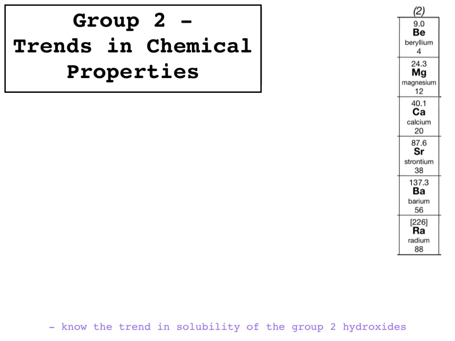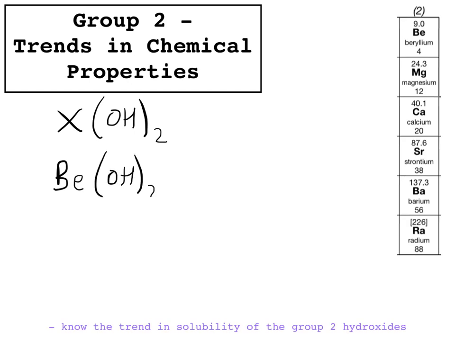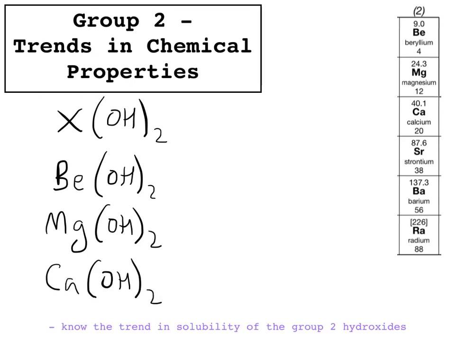So the general formula for a group 2 hydroxide is X(OH)2, where X is the group 2 metal. The reason for that is that group 2 metals form 2+ ions, and the hydroxide ion is a 1- ion. And so you need two hydroxide ions to counteract the 2+ charge on the metal ion. So beryllium hydroxide would be Be(OH)2, magnesium hydroxide would be Mg(OH)2, calcium hydroxide the same, and so on. But what you need to know is the solubility of the hydroxides, and as you go down the group, they get more soluble in water.